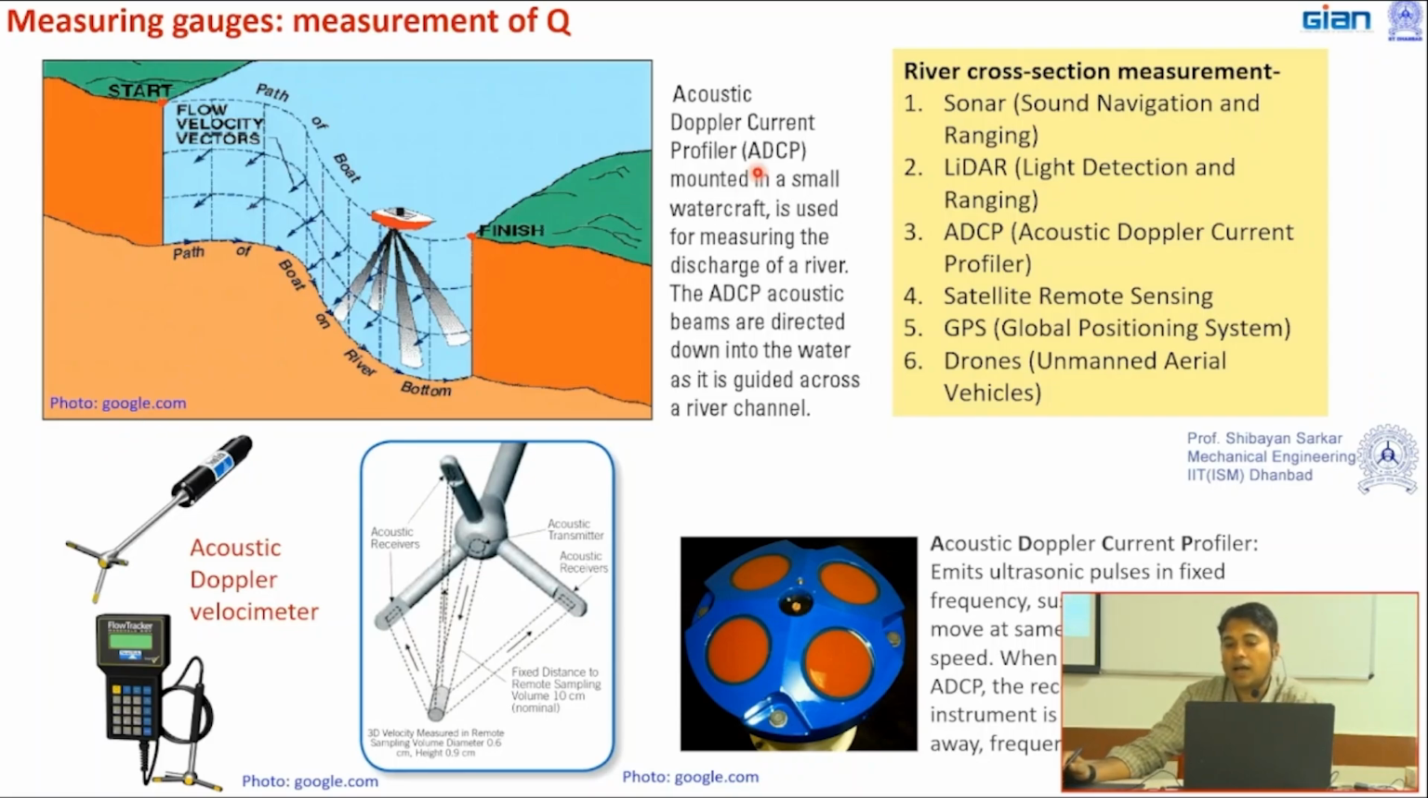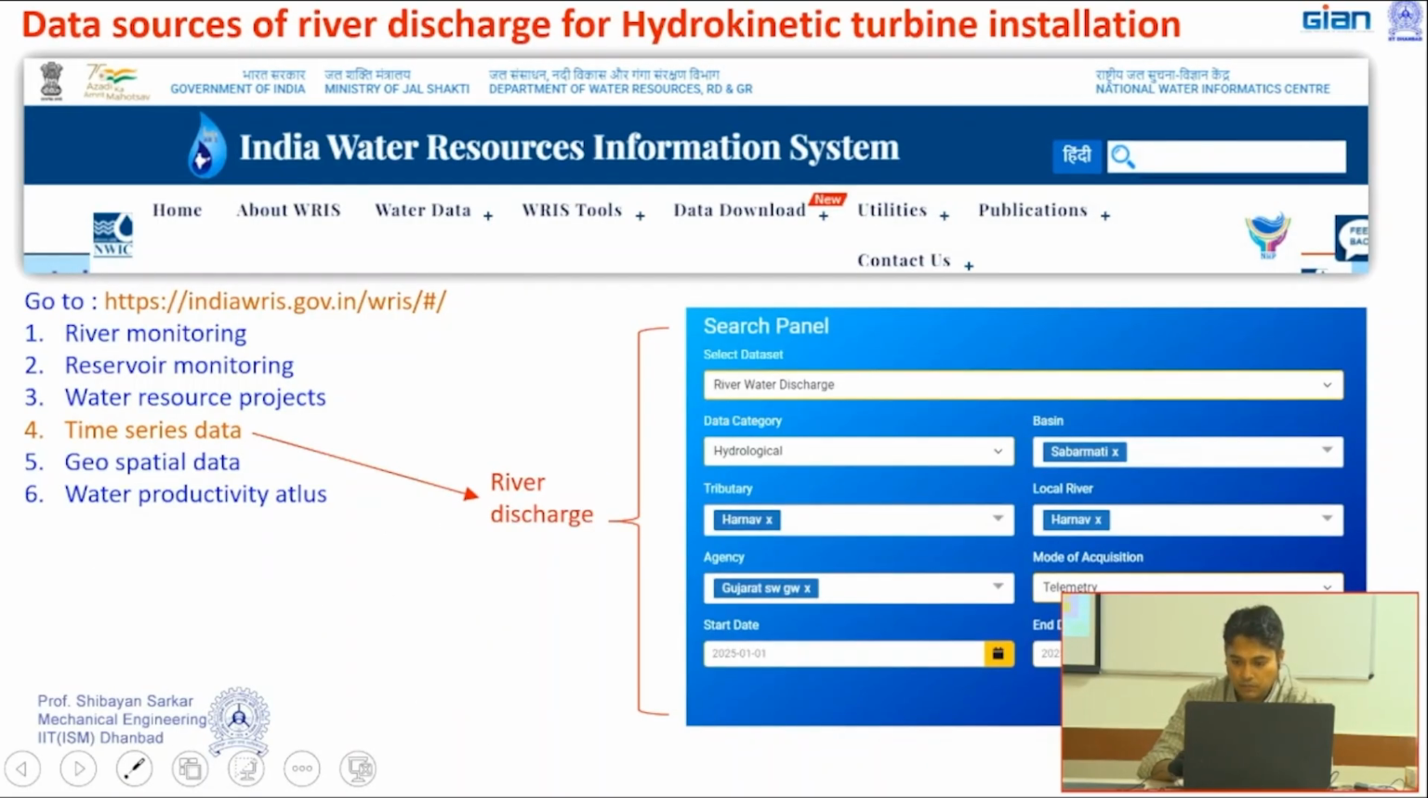There are other cross section measurement devices: sonar, lidar, ADCP which I just told you, remote sensing which I just told you, GPS which also gives you the position, and drone. Through drone pictures you will get some idea with the latitude and longitude. So these are all helpful for getting data of a particular site. Now these are some type of exercise.